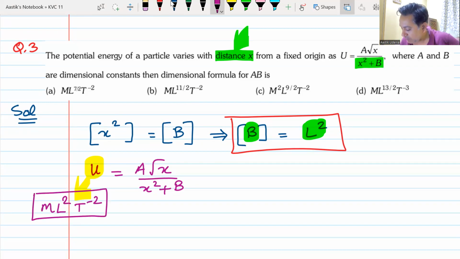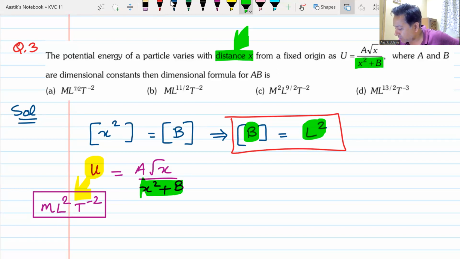That is absolutely correct. Now, whatever is in the denominator is the green thing. We already know the dimension of this green thing. Yes or no? What is the dimension of this green thing? It may be plus, it may be minus, doesn't matter. We are talking about dimension. What is the dimension? L square. L square, right? So this is the dimension of this green thing.